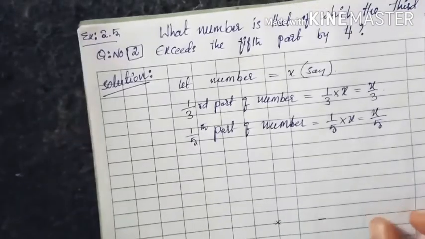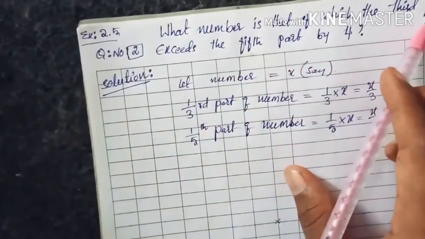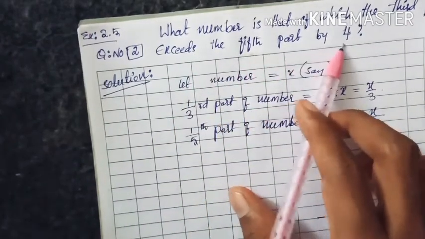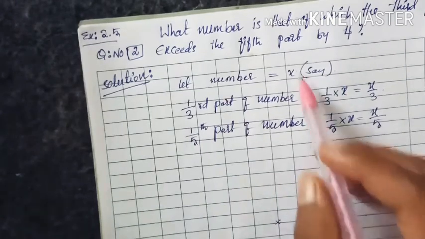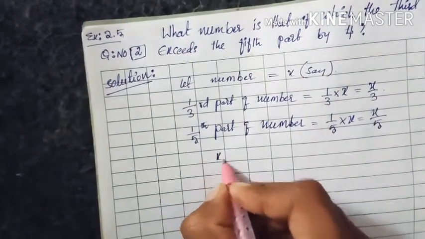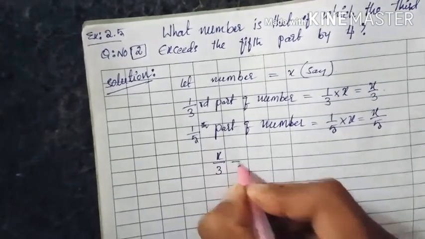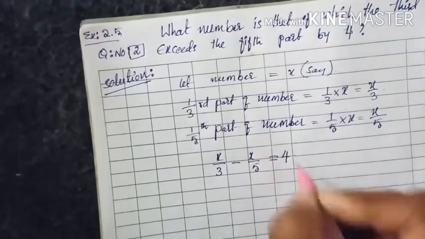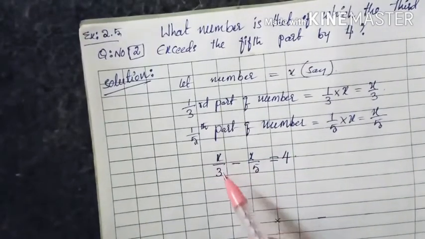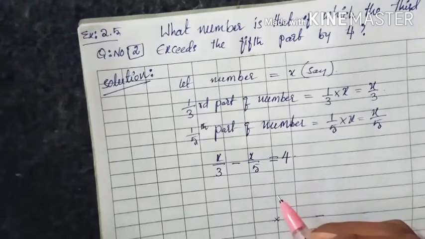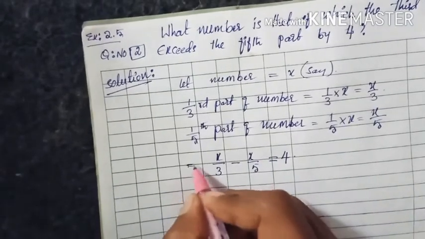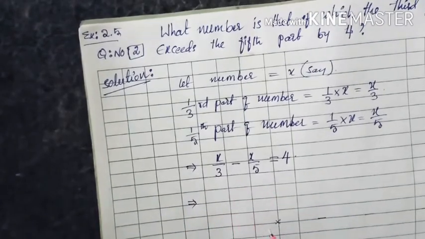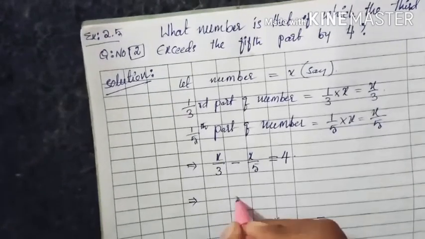Here is given a condition, that is, the 1/3 part of the number exceeds the fifth part by 4 units. Here the 1/3 part is 4 units more than the 1/5 part. So x by 3 minus x by 5 equals 4, because x by 3 is 4 units greater than x by 5. Here the LCM is 15.